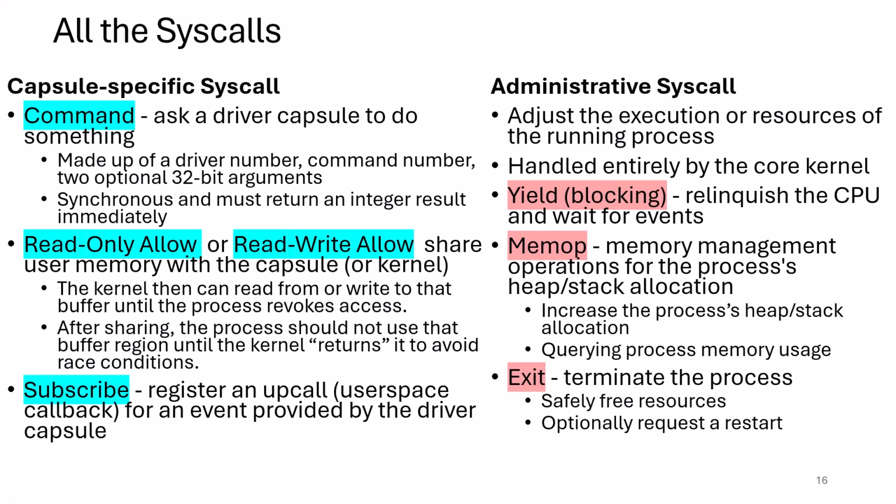There's also memory management operations, and this is primarily concerned with setting up the process's heap and stack allocation, to be able to increase it, and to be able to see how much memory the process is using. And finally, there's exit, and this allows for the safe exit of a process and freeing the resources, and it's also used when a process is needed to restart. So next, we'll look at how you actually, when using the syscalls, what is going on in the Rust code.